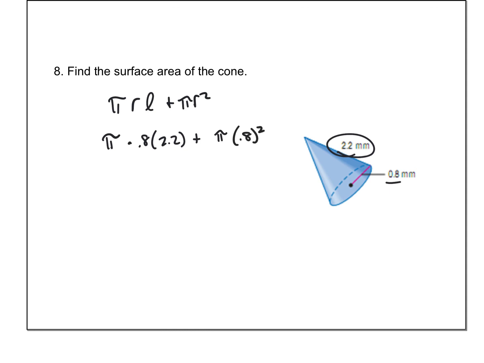So 0.8 squared is 0.64 pi. 0.8 times 2.2 will be 1.76 pi. Add that together, it becomes a total of 2.4 pi. So that would be in terms of pi. Okay, then multiply it out. Total answer will be approximately 7.54 millimeters squared.